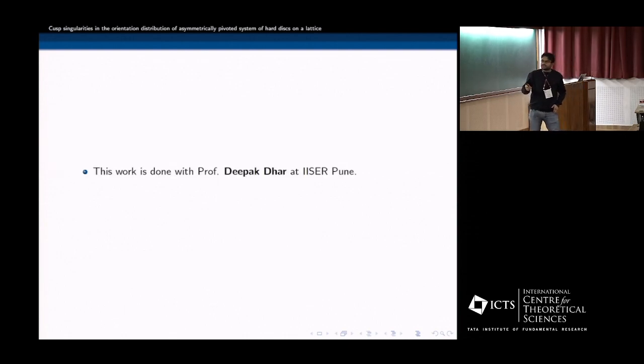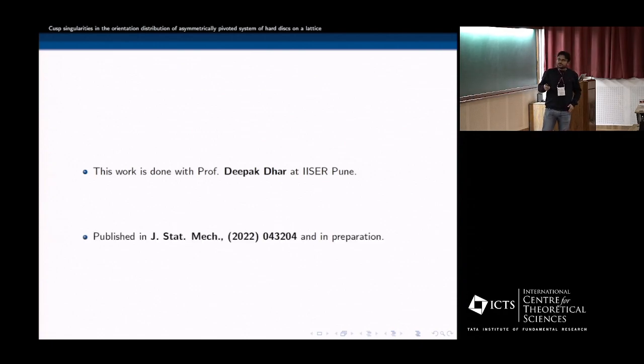This work is done with Professor Deepak Dhar at IISc Pune, and some of it is published in Journal of StatMech last year, and some is in progress. I'll just briefly talk about the published work. Professor Dhar actually talked about it, I think, in December here. So I'll briefly talk about it, and then I'll present some new results.